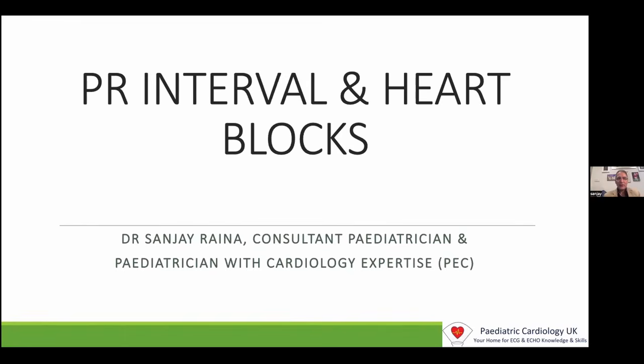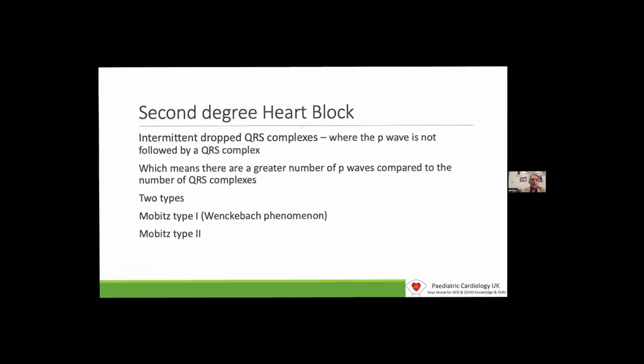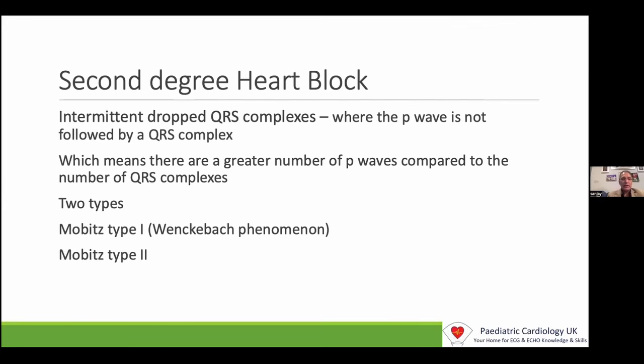Hi, welcome to this session on PR interval and heart blocks. So what does second degree heart block mean? The second degree heart block means that there is an intermittent drop of QRS complexes. In other words, the P wave in some of the complexes is not followed by the QRS complex, which means that there are more P waves as compared to the QRS complexes in the ECG.